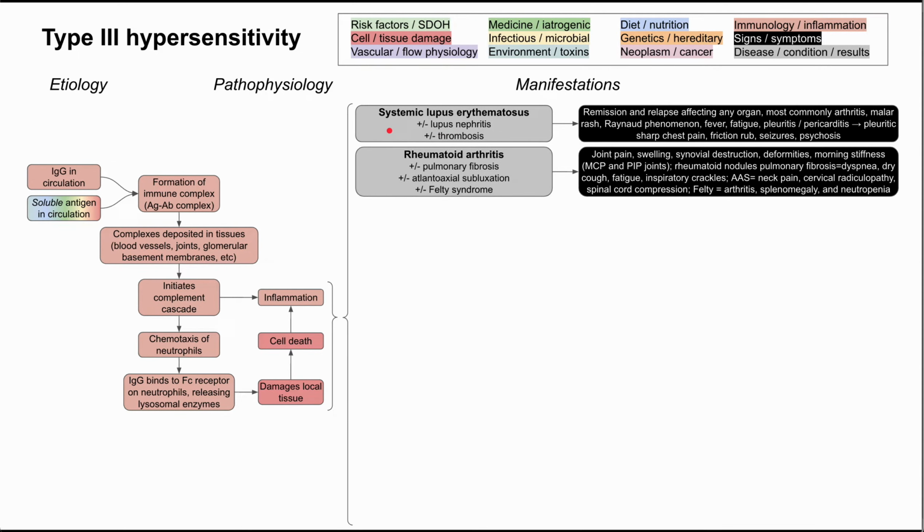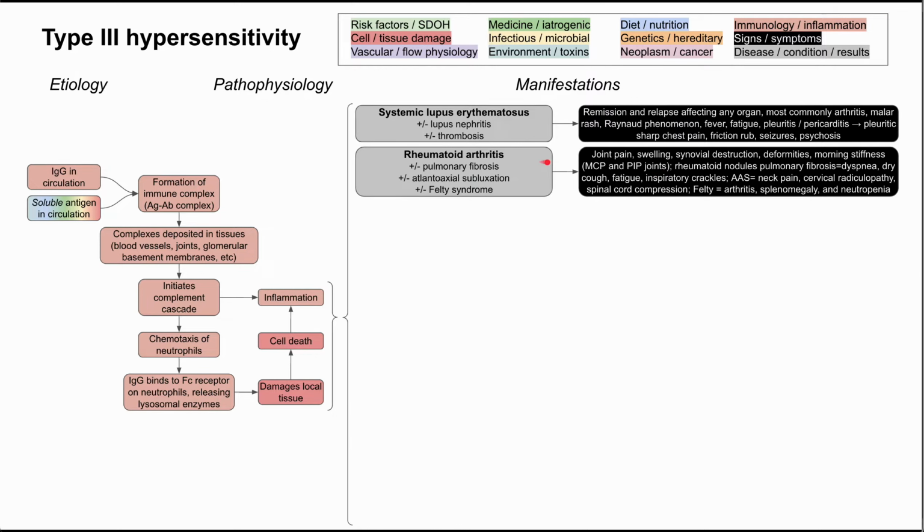Next disease on the list is type 3 hypersensitivity causing rheumatoid arthritis. Rheumatoid arthritis is characterized by joint pain and swelling, synovial destruction, deformities, and morning stiffness in the joints. The joints most commonly affected are the MCP and PIP joints. This is metacarpophalangeal joint and proximal interphalangeal joints. So it's kind of the joints at the very tips of your fingers. The rheumatoid nodules can appear as well, and that'll be like a mark on your skin.